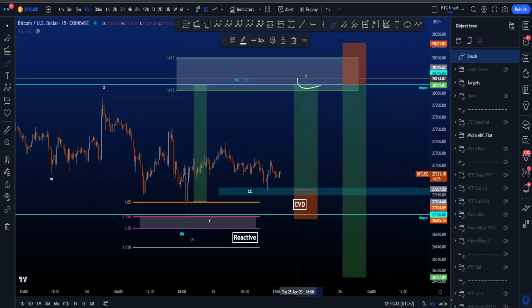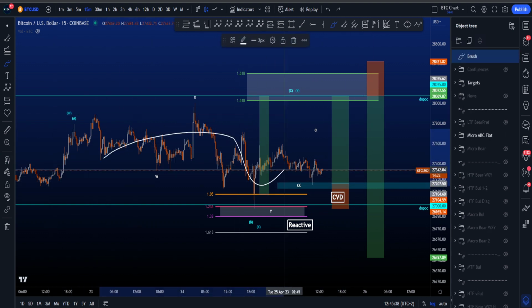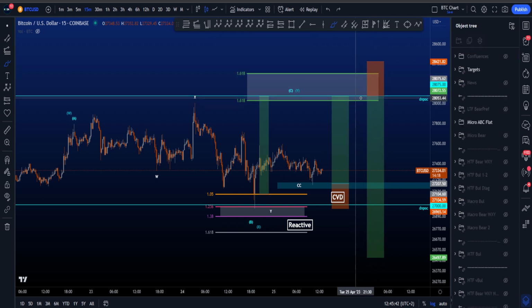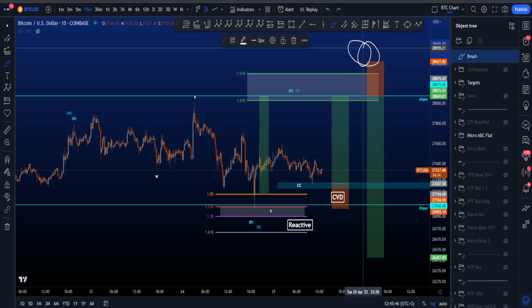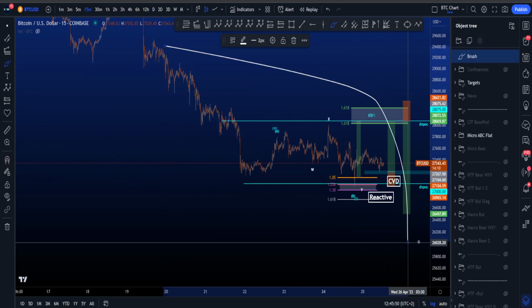So then the potential target is over here, and if this is then part of a WXY or an ABC structure, then the potential short setup over here is entering the potential shorts around the daily naked point of control, stop loss somewhere safely above, for then a continuation to the downside in the bigger trend that we have.